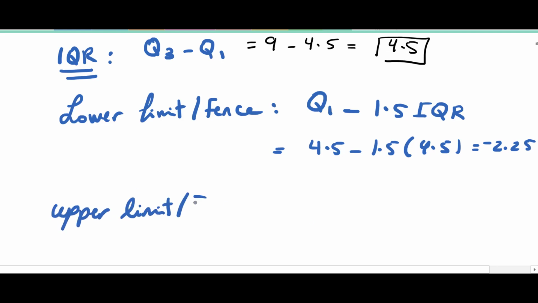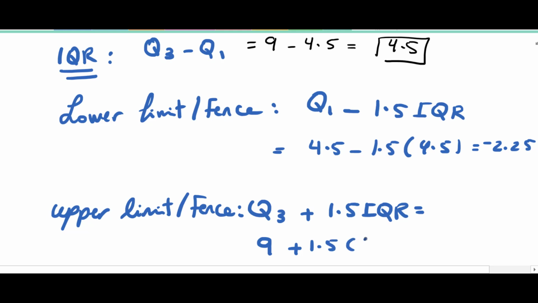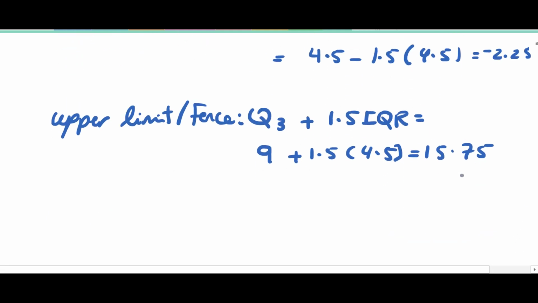The upper limit, or upper fence, is Q3 plus 1.5 times IQR. So that's simply 9 plus 1.5 times 4.5, and that gives you 15.75. What this means is that if I have any values greater than 15.75, they are outliers. If I have any values less than negative 2.25, they are outliers. Any values between these two are normal observations.